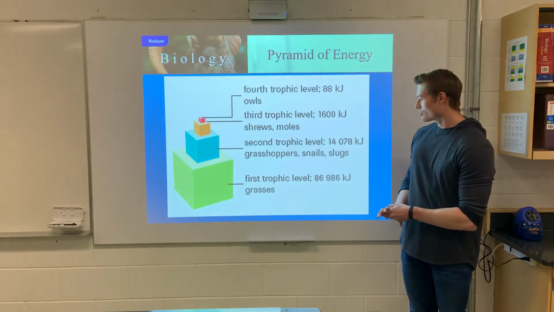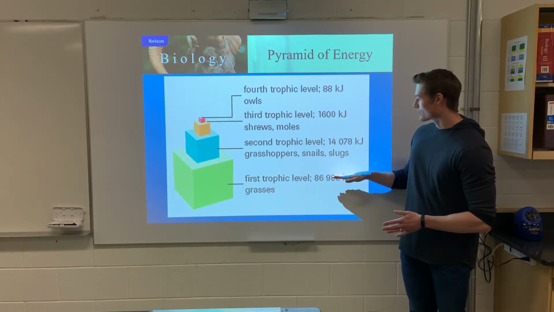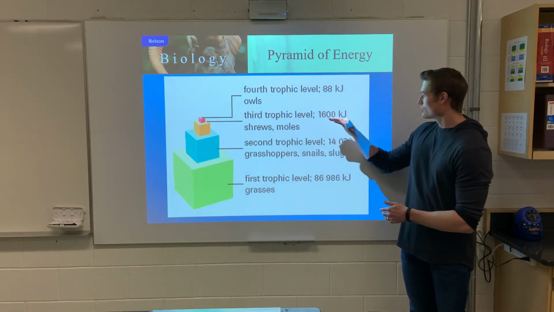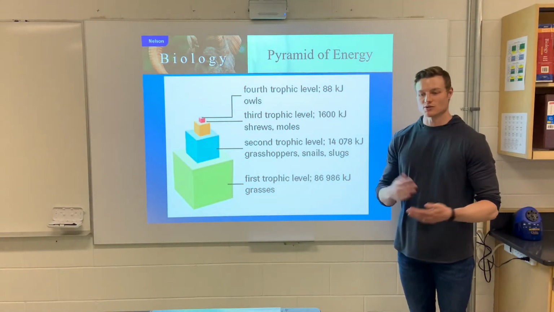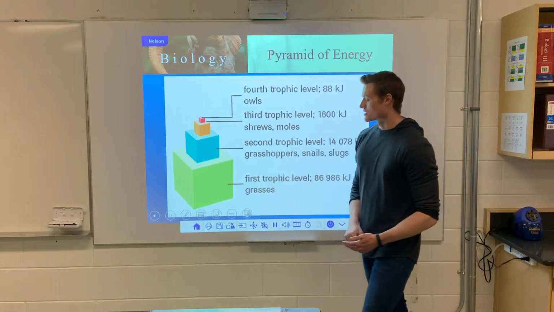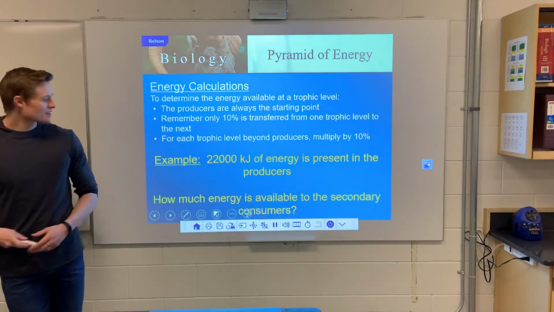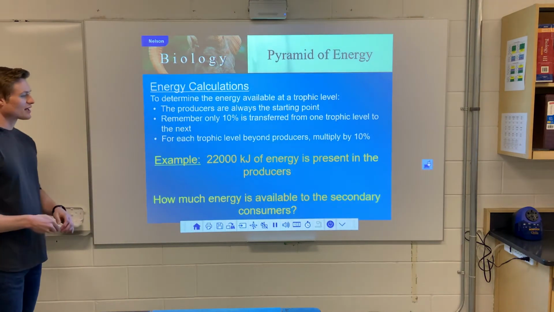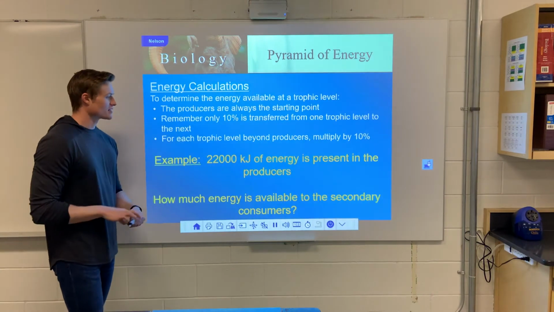Now, you'll notice here though, good base of trophic levels. We have the energy in the total trophic level. Then we have the next trophic level, the third and the fourth. We see how that number is decreasing as we go up. Because once again, roughly 10% is available. So let's just end here with a quick example. Let's say, for example, you have 22,000 kilojoules of energy. How much energy would be available to the secondary consumers?